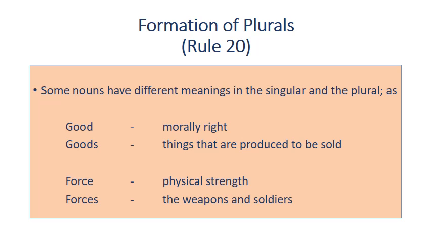Dear students, now rule number 20 is on your screen, and this is the last rule of the topic, the noun numbers. So my dear students, here we shall study about some nouns which have different meanings in the singular and the plural. The examples are good and force. When we write good, it means morally right. And when we say goods, the meaning changes. The meaning of goods is things that are produced to be sold. The another example is force. Force means physical strength, physical power. And forces means the weapons and soldiers.